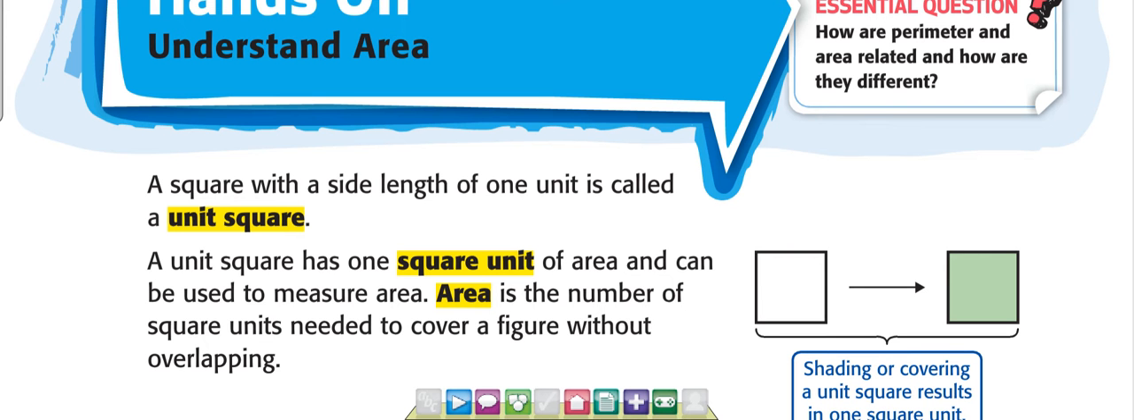It says a square with a side length of 1 unit is called a square unit. When they say 1 unit, that means the length and the width is 1, and they multiply both of those. 1 times 1 is 1. So the area here is just 1 square unit, or unit square. A unit square has 1 square unit of area. That's the inside, and it can be used to measure area.